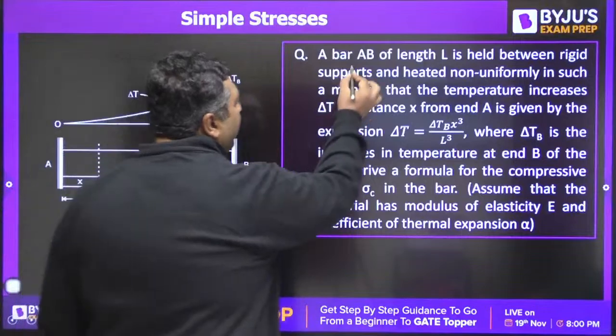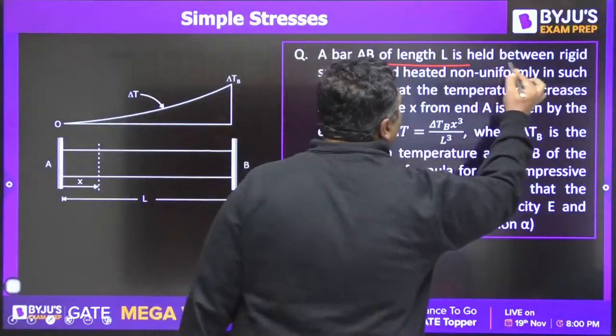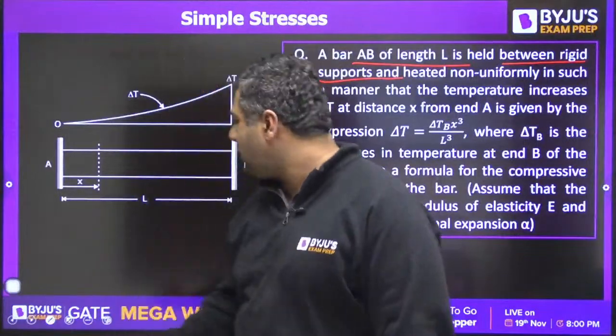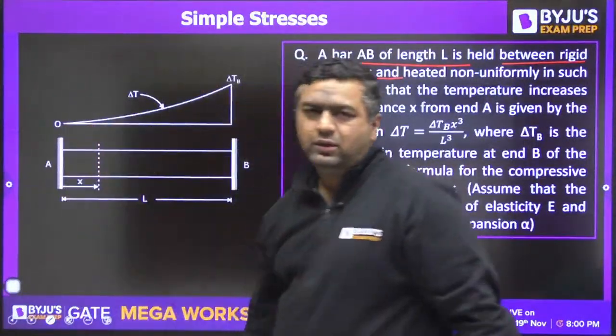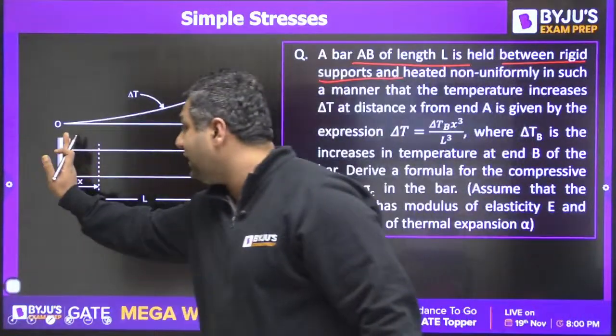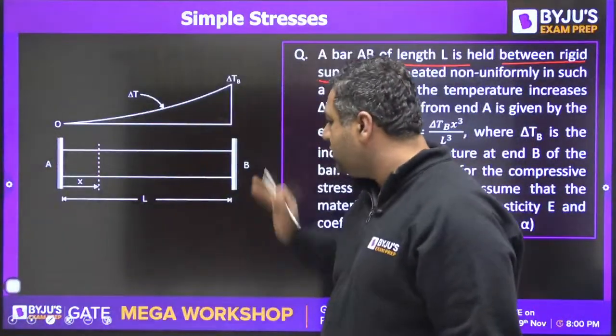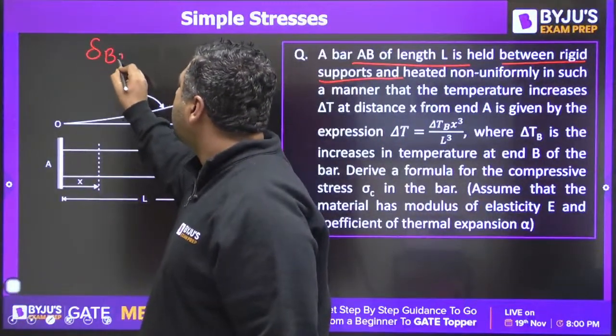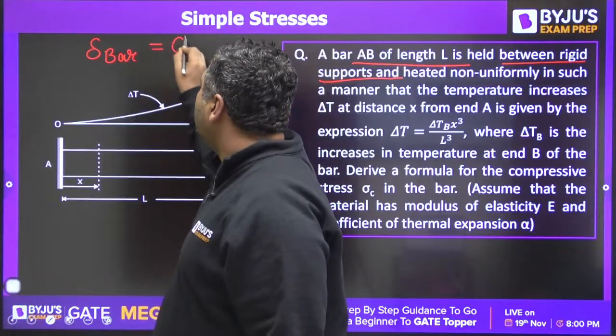He is saying a bar AB of length L is held between the rigid support. So first of all, this is the bar which is held in rigid support. When it is held in rigid support, what do you mean by that? Neither bar can expand from here nor from here. So you can say one thing, that delta of the bar is going to be 0.